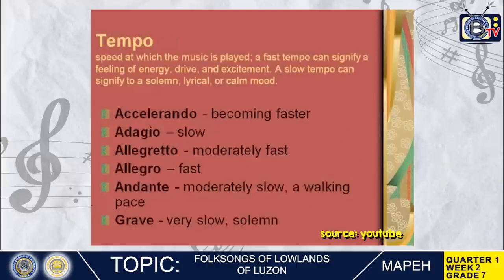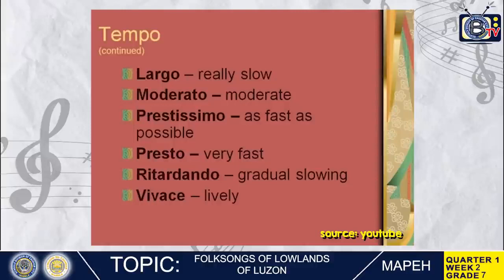Tempo, the speed at which the music is played. A fast tempo can signify a feeling of energy, drive, and excitement. A slow tempo can signify solemn, lyrical, or calm moods. Accelerando is becoming faster. Adagio is slow. Allegretto is moderately fast. Allegro is fast. Andante is moderately slow, a walking pace. Grave is very slow or solemn. Largo is really slow. Moderato is moderate. Prestissimo, as fast as possible. Presto is very fast. Retardando is gradually slowing, and vivace is lively.